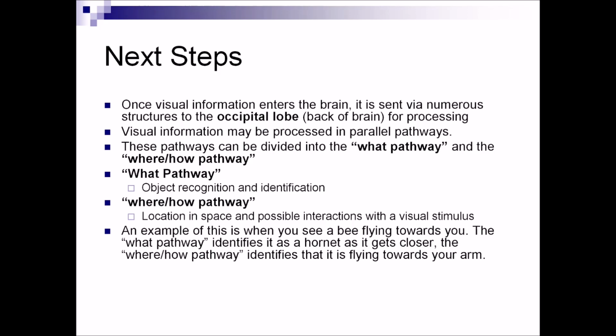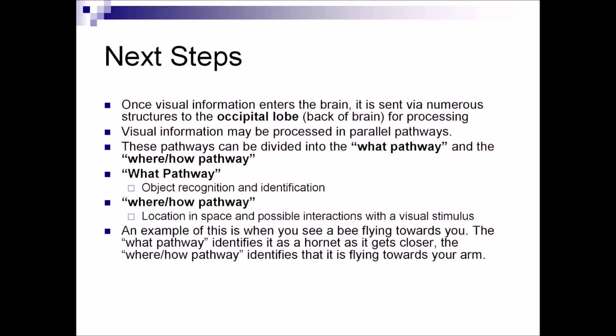Visual information can be processed in parallel pathways. These pathways can be divided into the what pathway and the where/how pathway. The what pathway is responsible for object recognition and identification. The where/how pathway is responsible for the location in space and possible interactions with a visual stimulus.